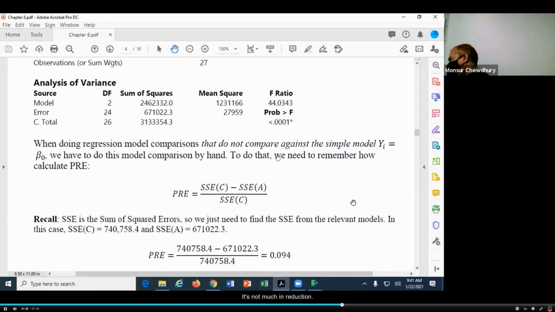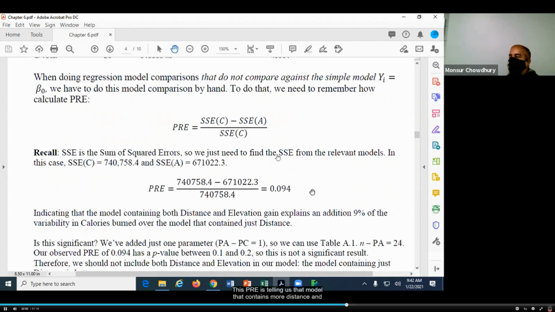It's not much reduction, and we already know that these two predictors are highly correlated. You can see that after adding elevation gain to your model, we are not much reducing the error. The error reduction is only 9%, which is not too much. So this PRE is telling us that the model that contains both distance and elevation gain only explains an additional 9% of the variability in calories over the model that only contains the distance.